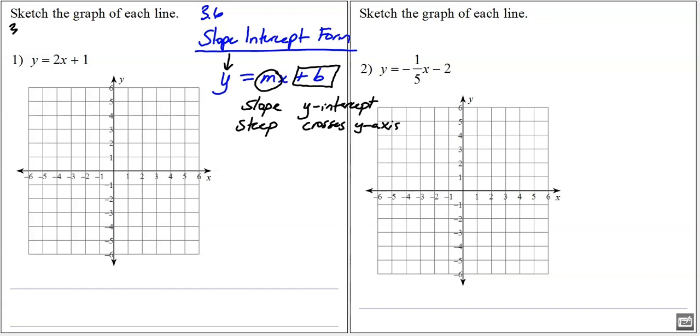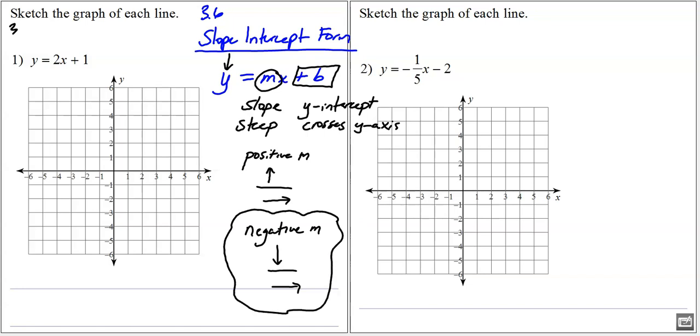So a couple quick things about slope. If you have a slope that's positive, so if you have a positive m, basically the numerator, the top number, is going to tell you to go up, and the denominator, the bottom number, is going to tell you to go right. And if you have a negative m, then that means that the top number is telling you to go down, and the bottom number tells you to go right. And I'll illustrate this when we do some of our examples here.